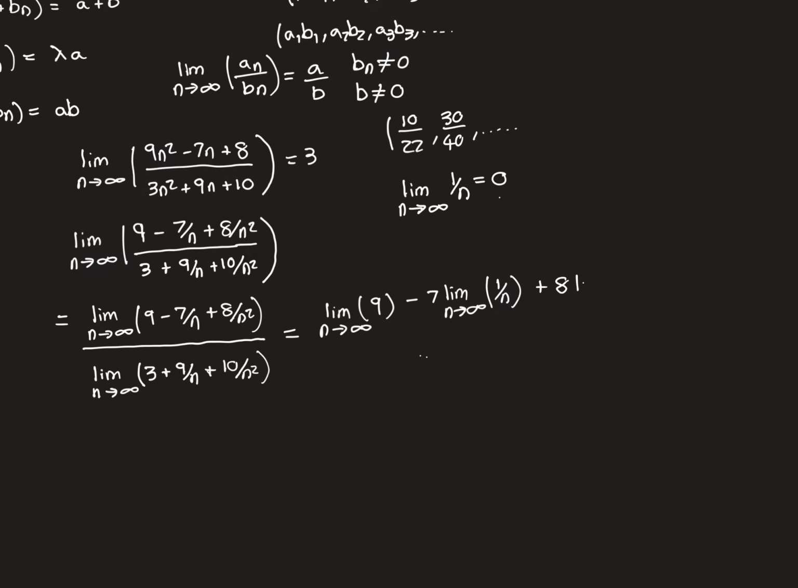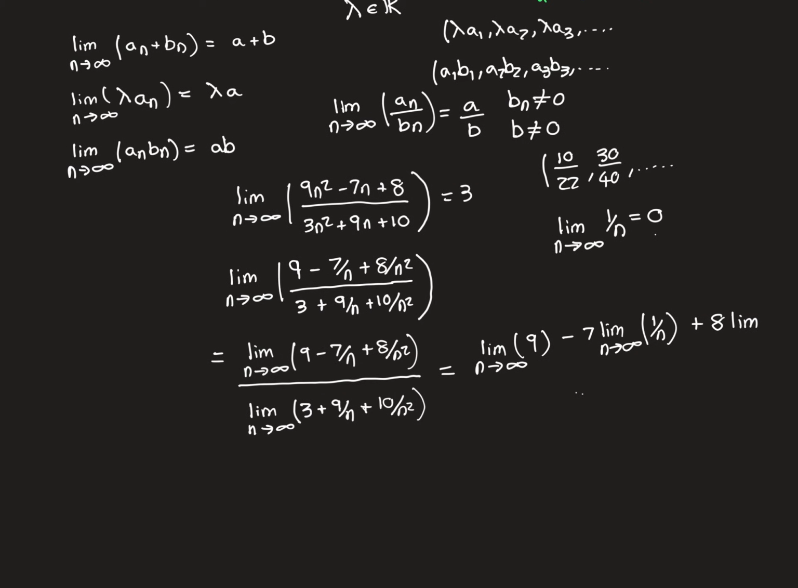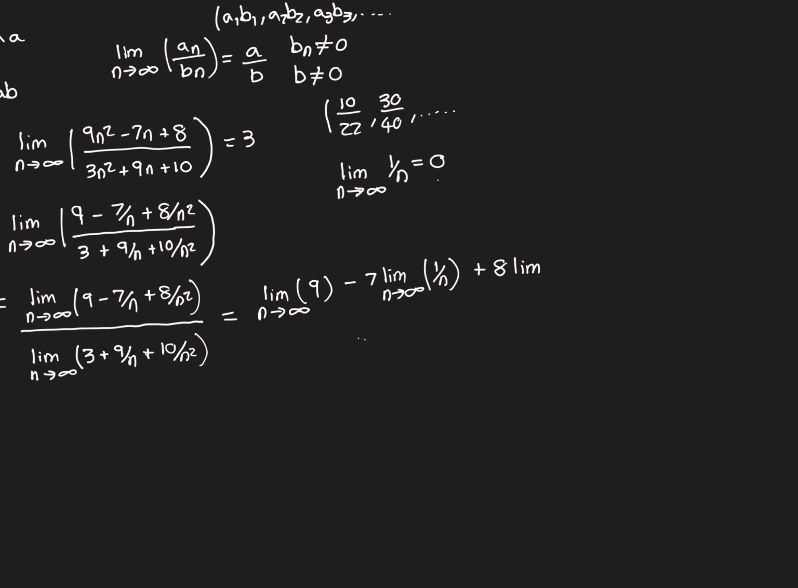So 8 times, and now we're going to do another application of the algebra of limits. We're going to split up 1 over n squared into 1 over n times 1 over n. So a_n is 1 over n and b_n is 1 over n. So we can now say that it's going to be equal to the limit of 1 over n squared, which I'll write out as 2 separate things so that it doesn't look confusing. So limit as n approaches infinity of 1 over n times the limit as n approaches infinity of 1 over n. I'll put some brackets here.